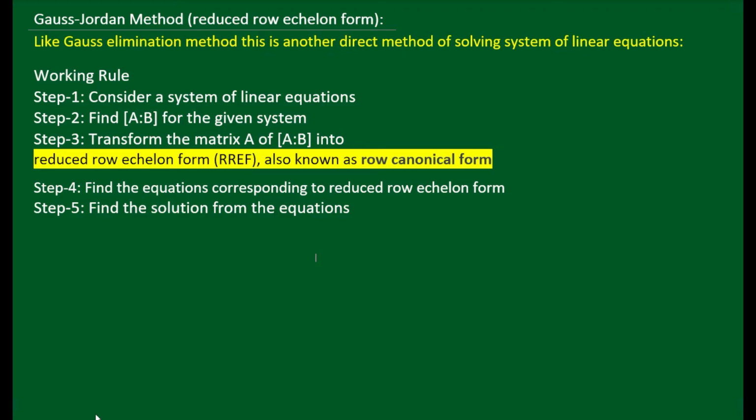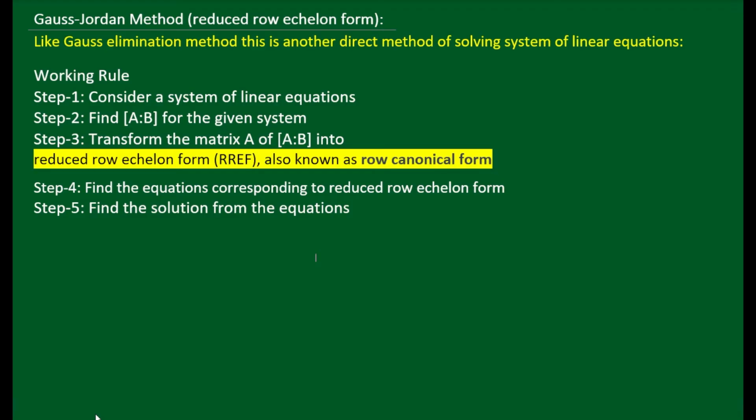It is called a direct method because after a finite number of steps we can directly find the solution without substituting anything. So why do we use the Gauss Jordan or Gauss elimination method? To solve a system of linear equations, where there can be two variables, three variables, or even more, which we have already seen in the Gauss elimination method.